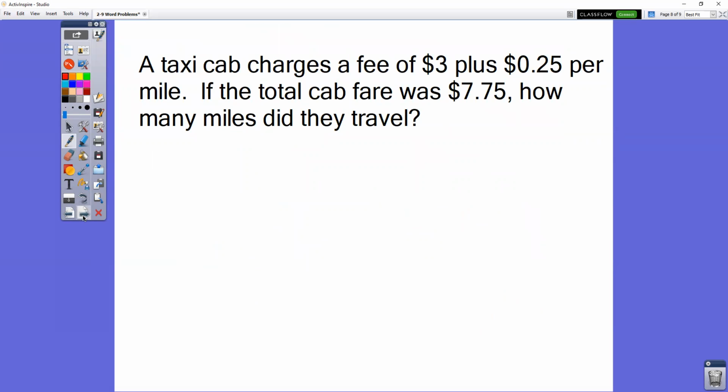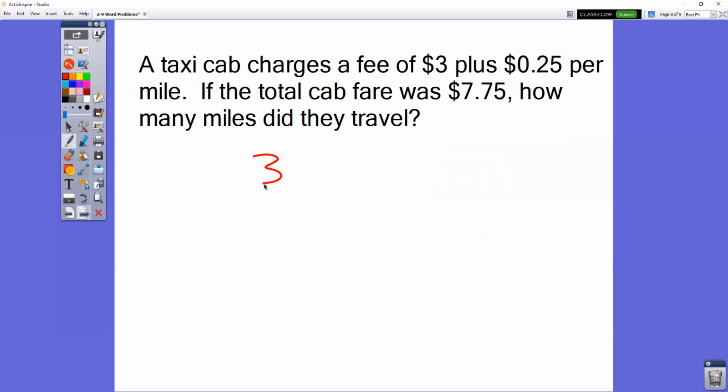Our final one, this is a classic question. A taxi cab charges a fee of $3 plus 0.25, so 25 cents a mile. If the total cab fare was $7.75, how many miles did they travel? So just go word by word. Just for getting into the cab, there is a seating fee, all right? Whether you go 0 mile or whether you go 0.1 miles or whether you go 100 miles, you have to pay $3 just to get inside the cab.